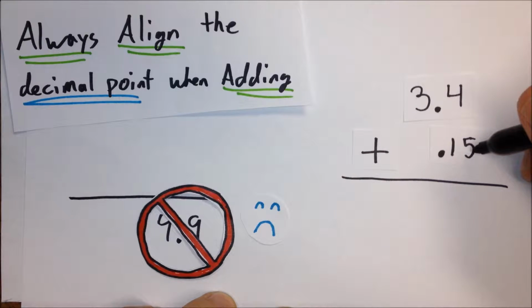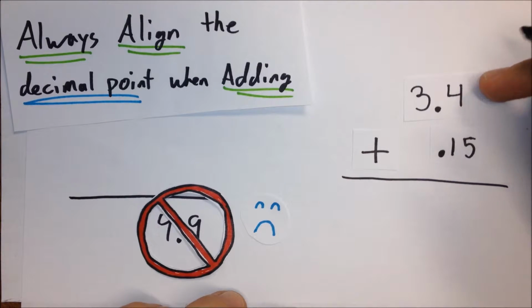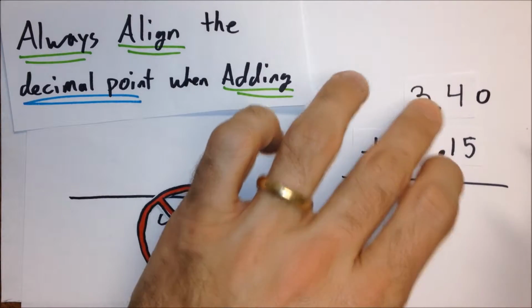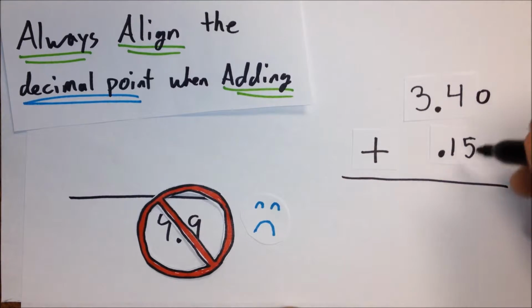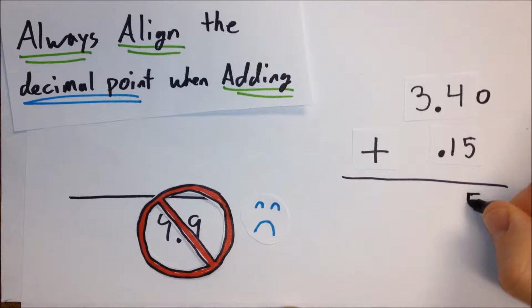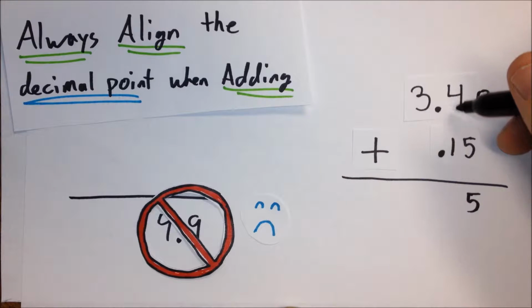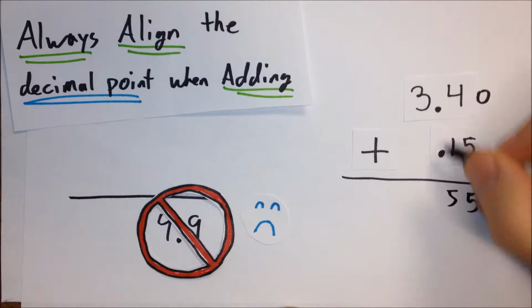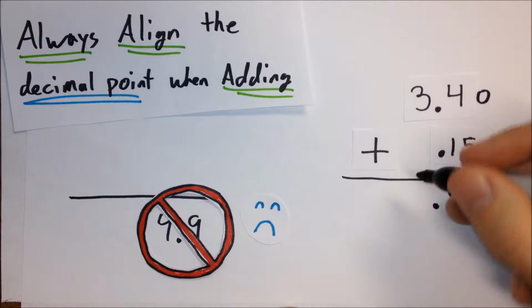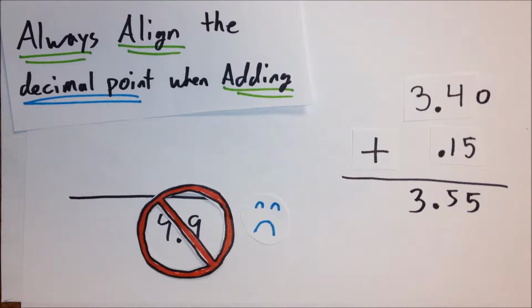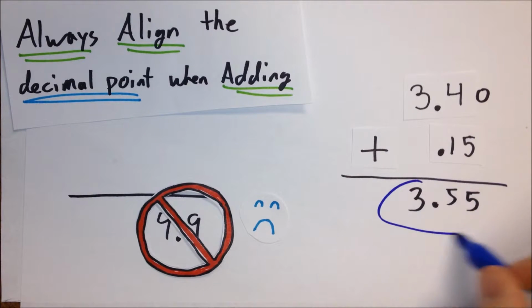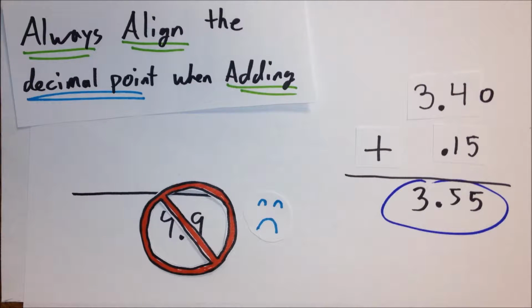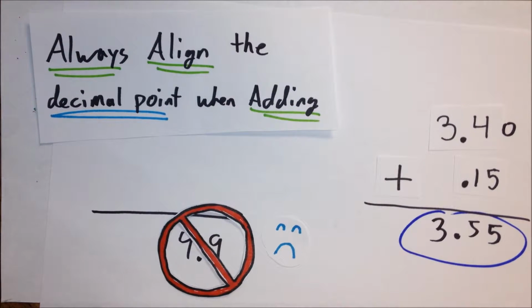And now you see that we have 5 adding to, well, what is the number up here? The number is 0. We just didn't write it down. So we have 5 plus 0 is 5. So we have 5 hundredths. 4 plus 1 is 5. We have that decimal point here. And we have 3. And so this is the correct answer to our problem. 3.55.